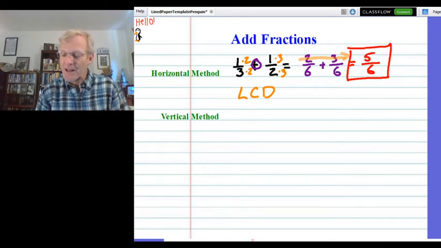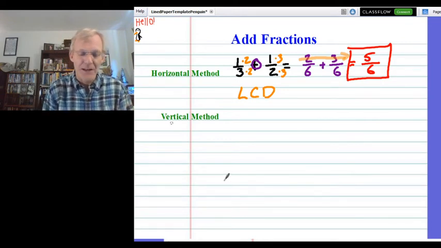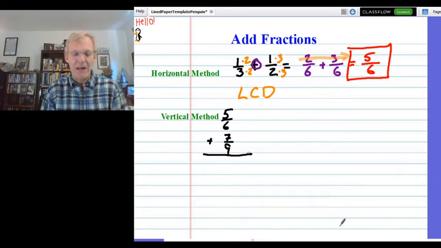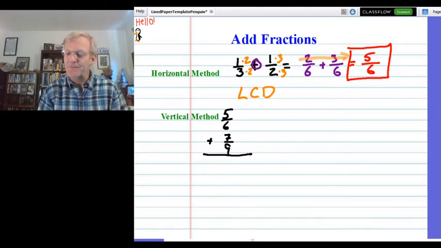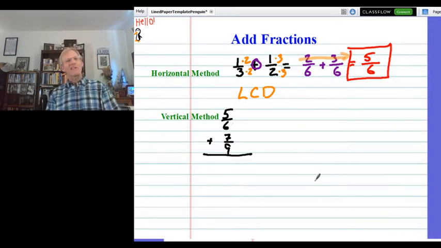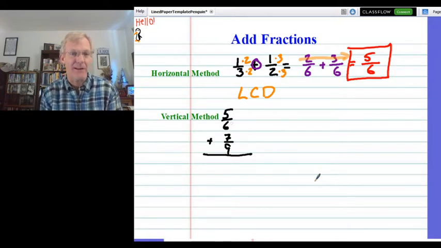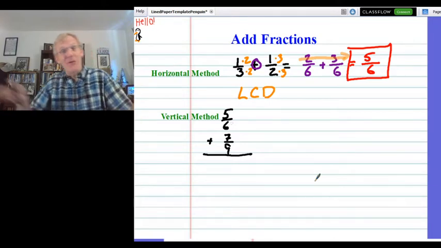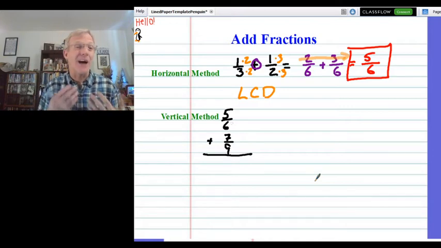So the next problem I want to share with you, let's try it with the vertical method. So let's do 5/6 plus 7/9. Let's figure out what that is. So in this case, our denominator, well, hold on. 6 and 9, what's common there? So one way to find a common denominator is to multiply the two numbers together. Just think about it. If you multiply them together, the number you get is divisible by both of those numbers. So you'll always have a common denominator that way.